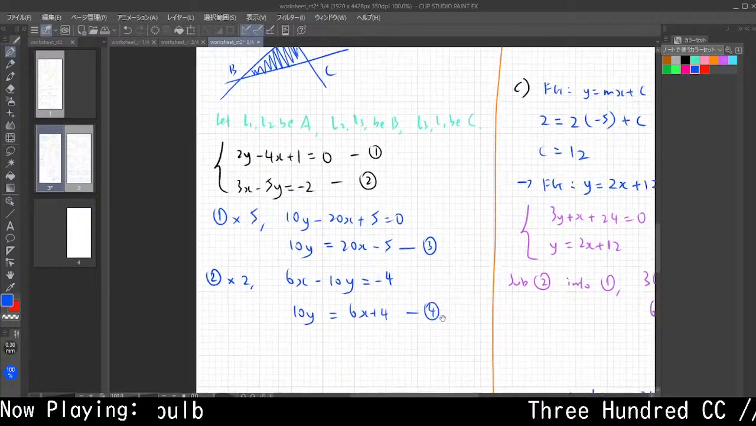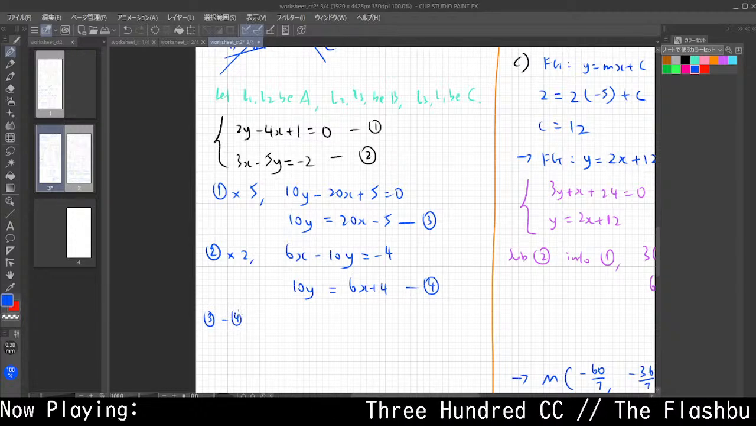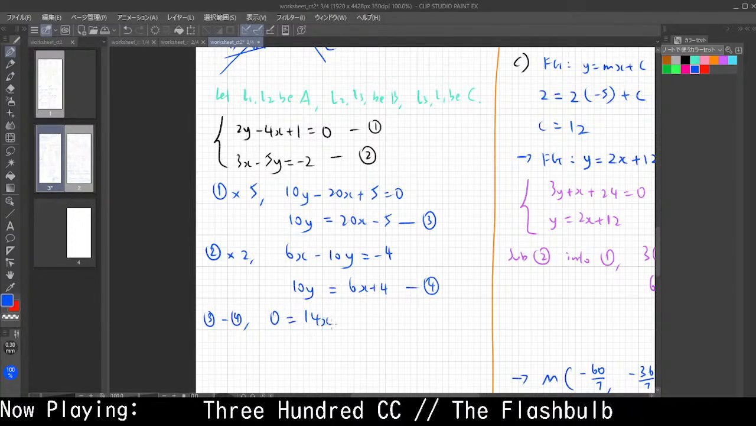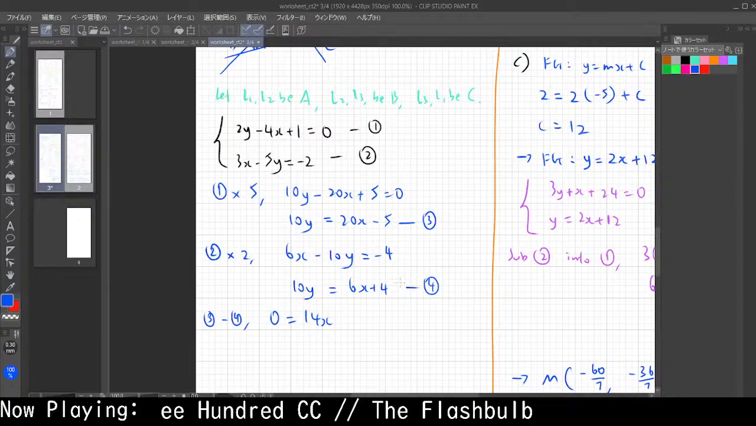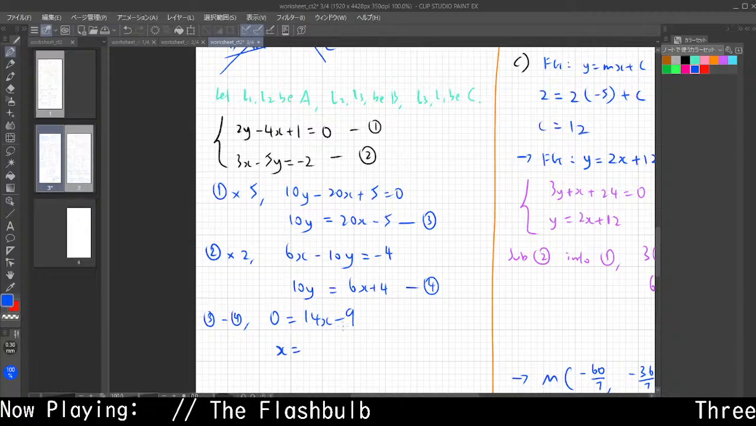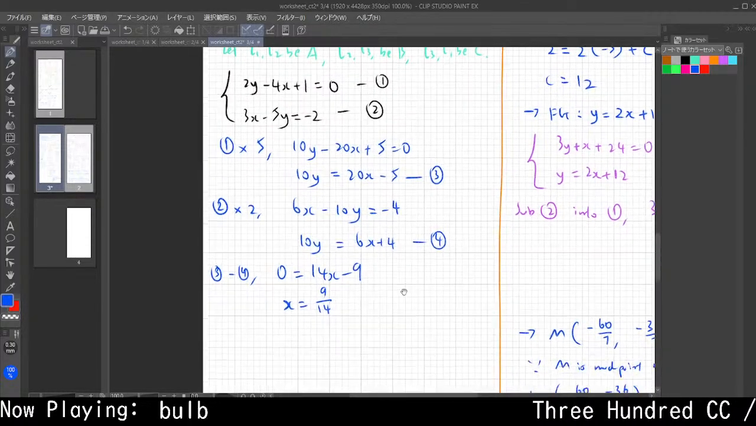Then I take 3 minus 4. 0 equals 20 minus 6, 14x, minus 5 minus 4, minus 9. x equals 9 bring over, divide 14. My god, okay.